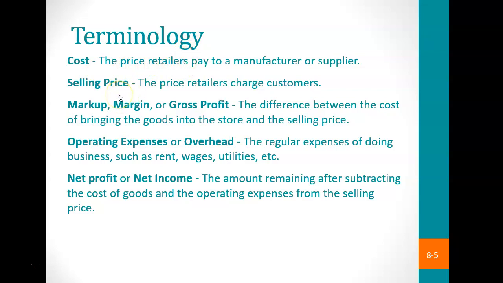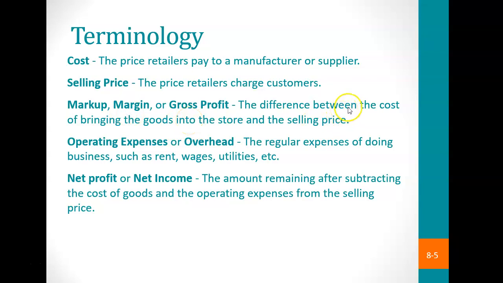The sales price or the selling price is the amount you actually pay for the item as the consumer. So if you went to the store and you bought a pair of tennis shoes for $200, that would be the actual selling price, but the cost that the retailer paid for the item may only be $75. That's because there's a markup, margin, or a gross profit on the item.